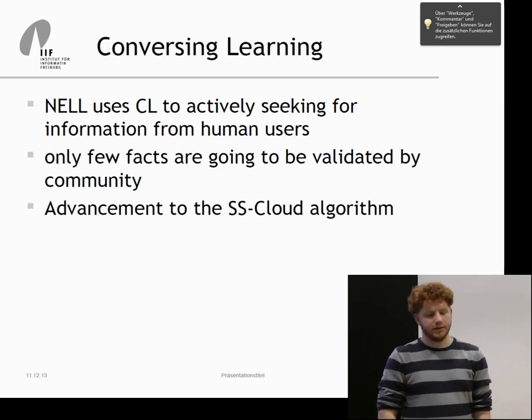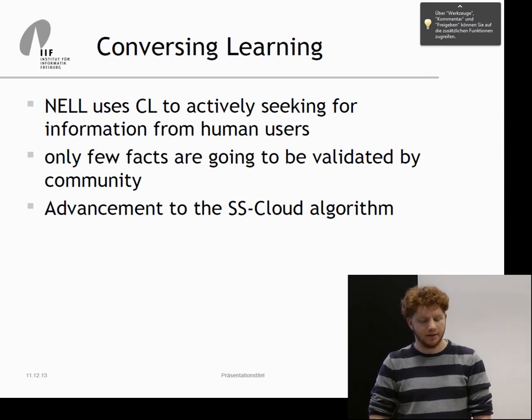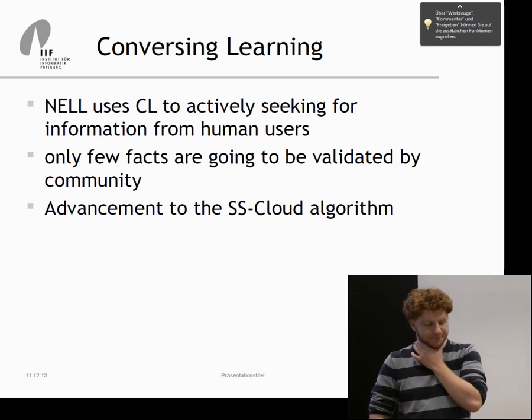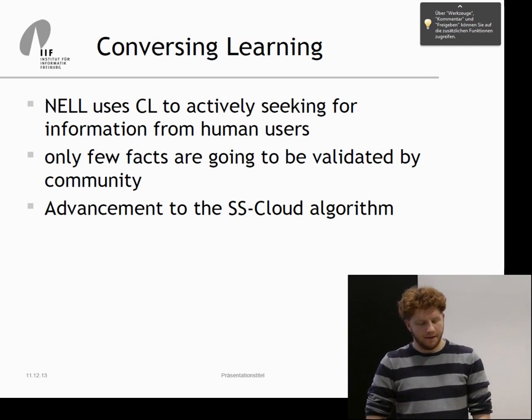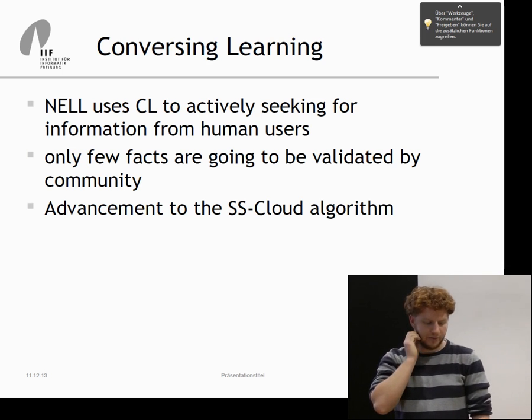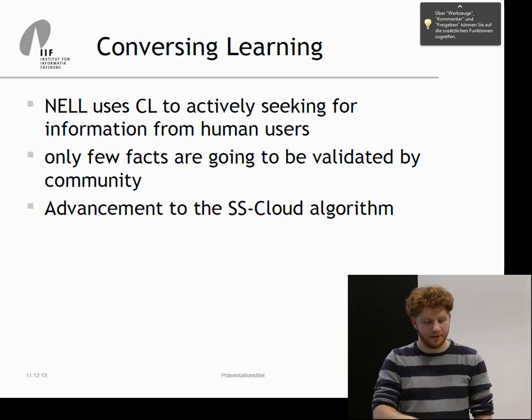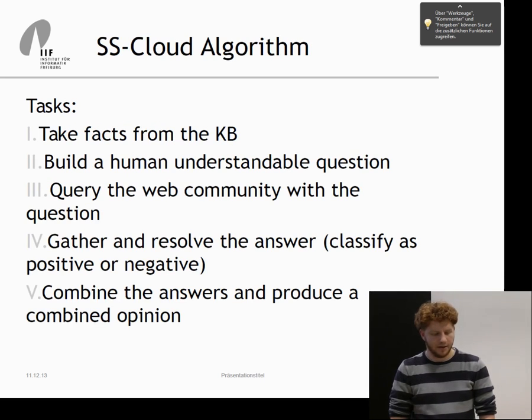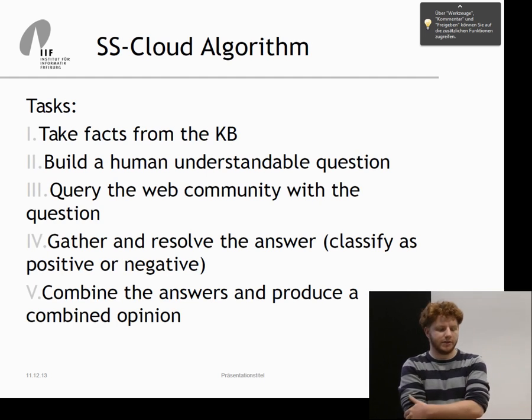For this approach, the NEL research group introduced conversing learning for actively seeking information. With this approach, we have only a few facts that are going to be validated by the community, because most of the facts can't be validated by a community. And this conversing learning is an advancement to the SS-Cloud algorithm. This algorithm takes facts from the knowledge base, builds them into a human understandable question, queries a web community like Twitter or Yahoo Answers with this question, and gathers and resolves answers.